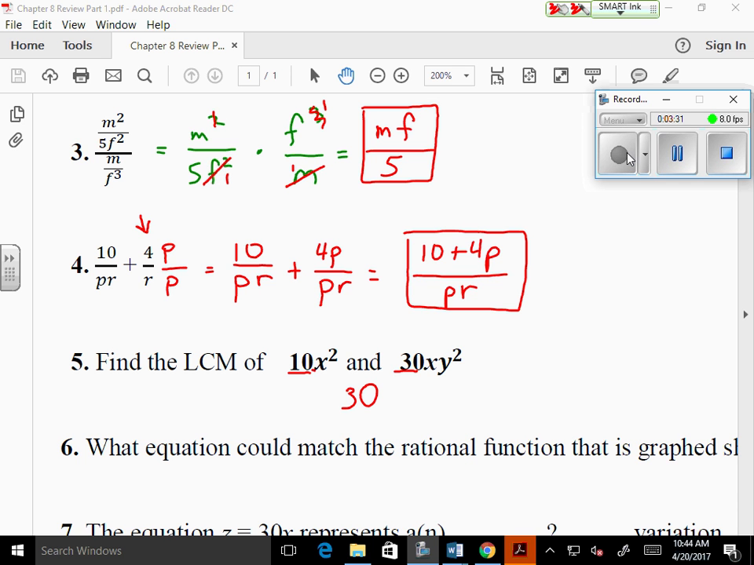Then we take our variables into account. We look at x's. We have x appears more than once. We'll go with the one that has the highest exponent to use as our least common multiple. And since there is also a y, we have to go with the y squared.